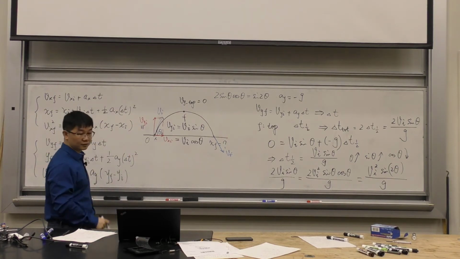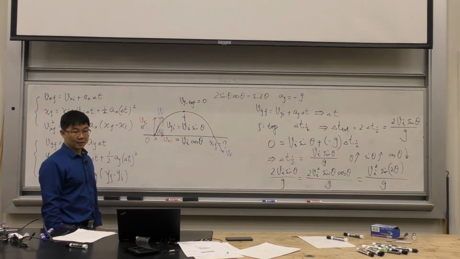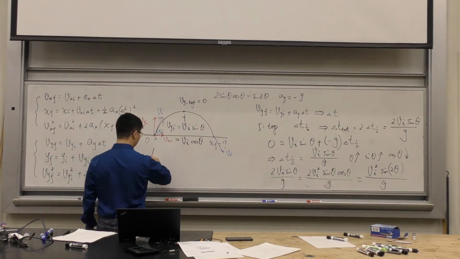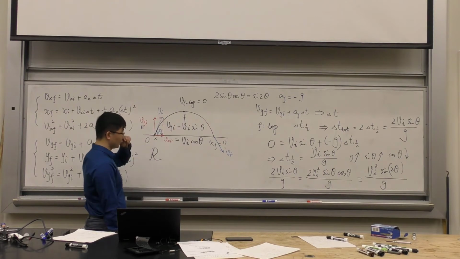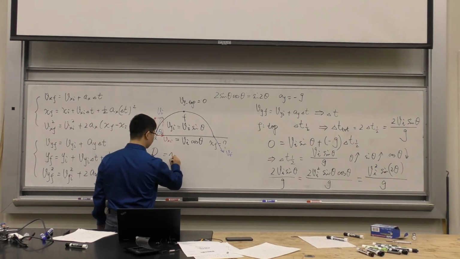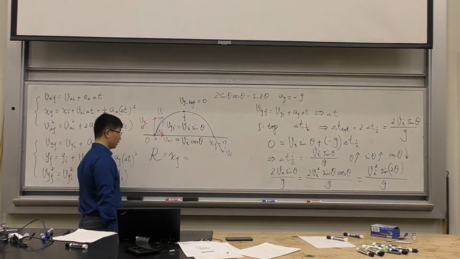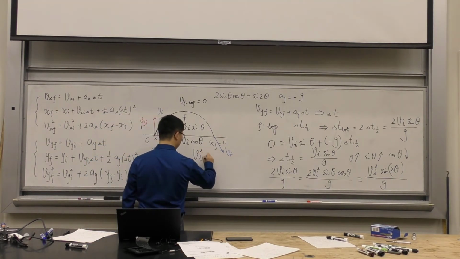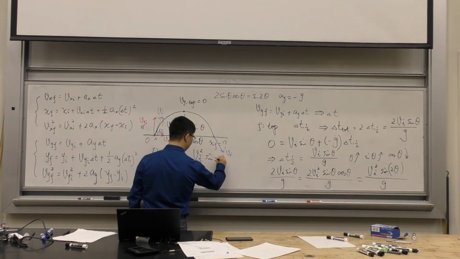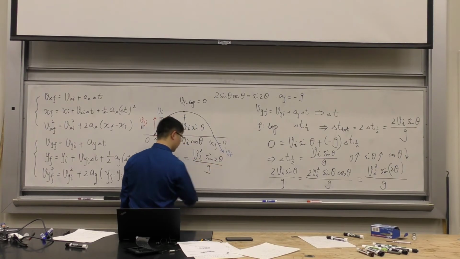The horizontal distance traveled, in this case we call it range, but again, it's just a name, for the horizontal distance traveled in this special type of question. This is just xf. We use a big R for that. That's going to be vi squared times sine 2 theta over g.